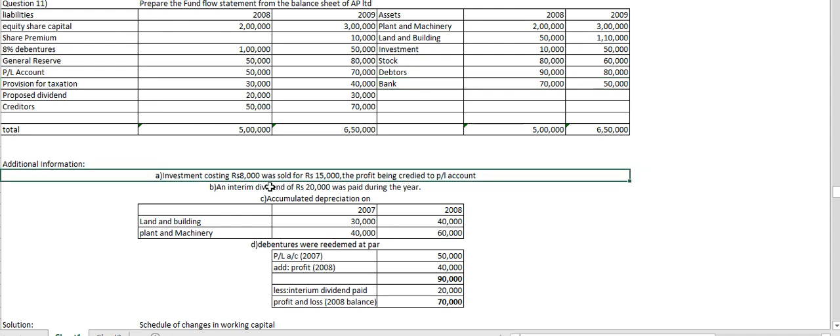Investment costing rupees 8,000 was sold for rupees 15,000, the profit being credited to profit and loss account. The value of the investment at the time of sale is 8,000, but it was sold for 15,000. So 15,000 minus 8,000, you get 7,000, which is nothing but your profit on sale. So that is being credited to your profit and loss account as profit on sale.